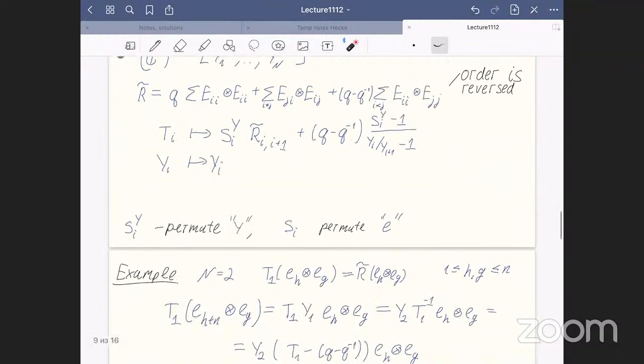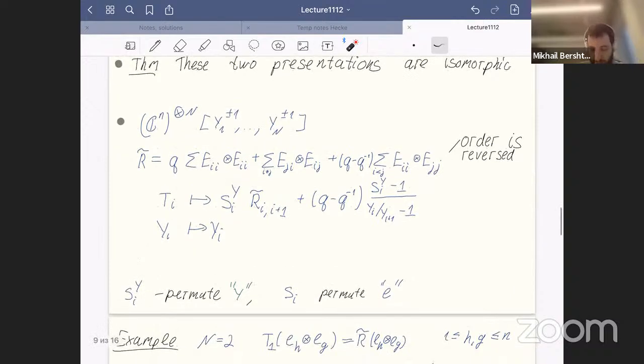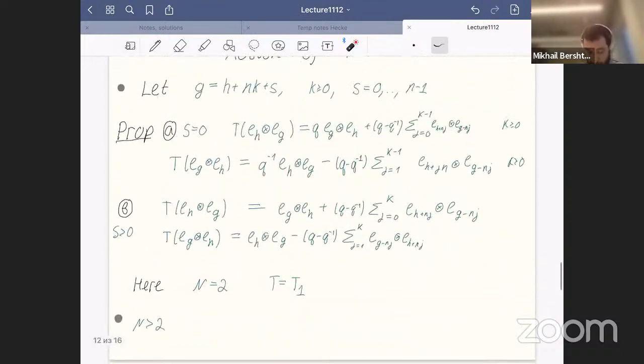Okay, thank you. This Q minus Q inverse comes, of course, from the R-matrix, from Q minus Q inverse, which we had in the R-matrix. One can obtain this, for example, by rewriting this formula or just by definition.